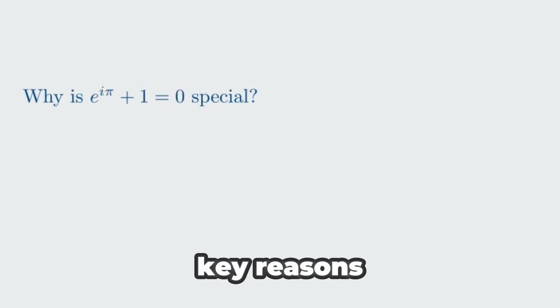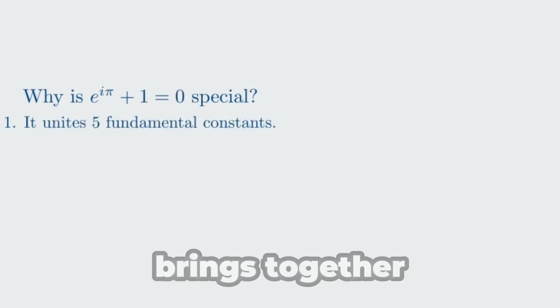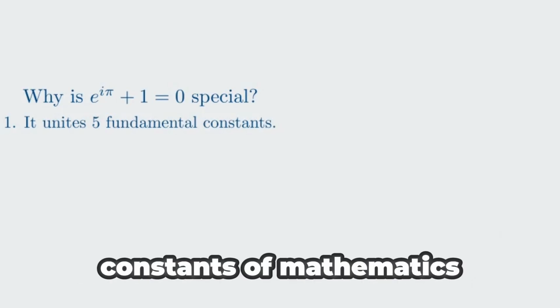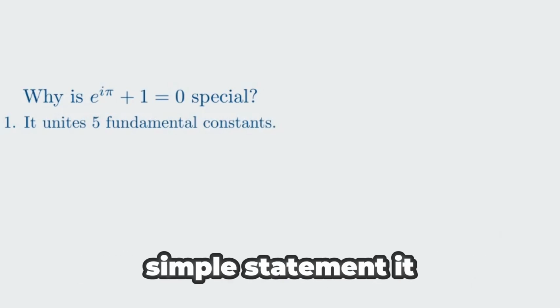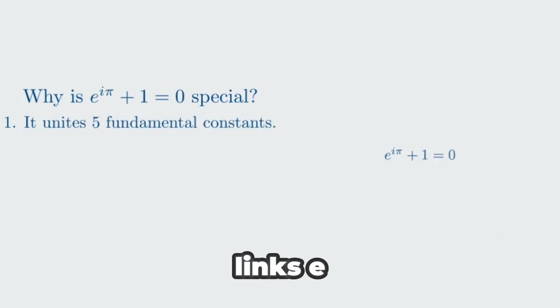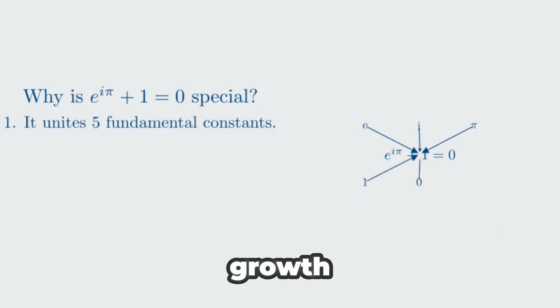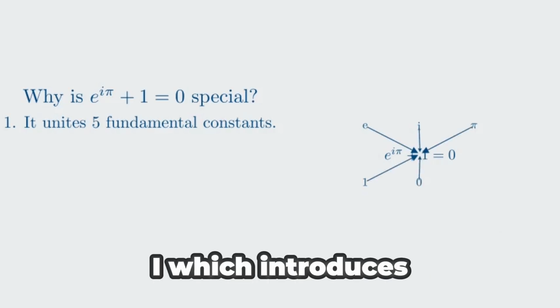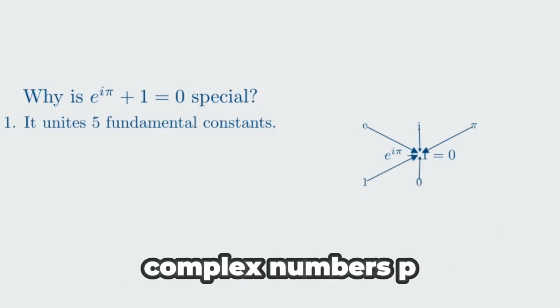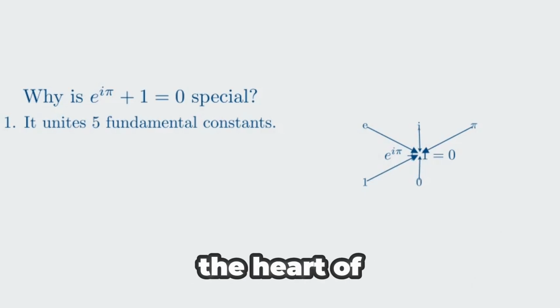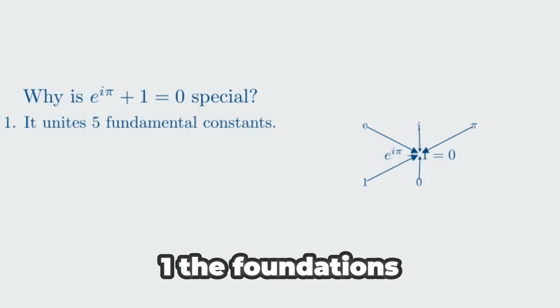Now for our final objective. Let's take a moment to appreciate why Euler's identity is considered so beautiful and important. We will explore two key reasons. The first reason is that it brings together these 5 fundamental constants of mathematics in a single, simple statement. It links e, which describes continuous growth, i, which introduces the plane of complex numbers, pi, which is at the heart of geometry and circles, and 0 and 1, the foundations of arithmetic.